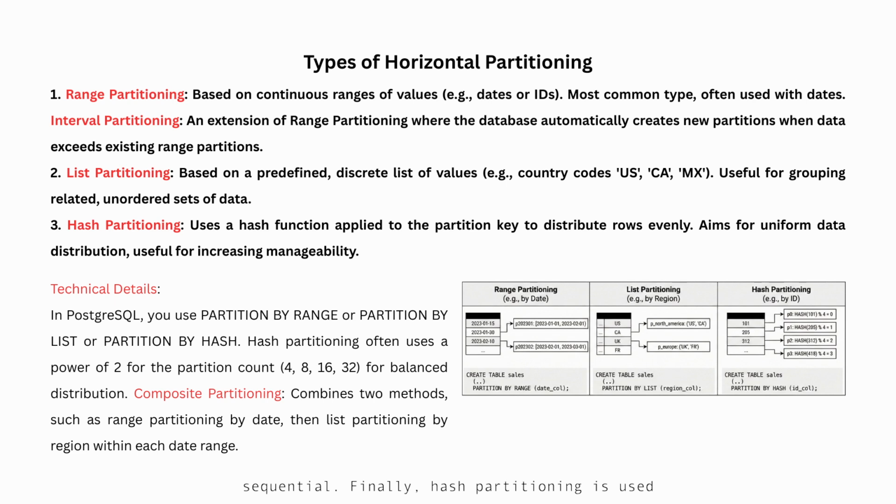Finally, hash partitioning is used when you simply want to distribute data as evenly as possible to avoid hotspots. The database applies an internal hash function to a key like prod ID, and the result determines the partition. This is simple and effective for balancing load, especially when using a number of partitions that is a power of 2. For maximum flexibility, we often use composite partitioning, where we partition by one method and then sub-partition each result by a second method. For example, partitioning by the year and then subdividing that year's data by state.